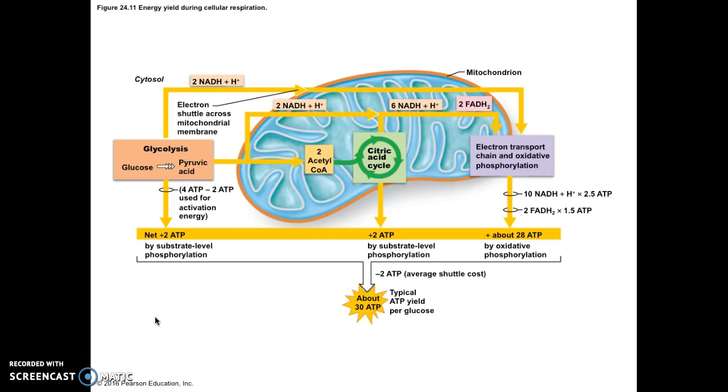Figure 24.11 shows the summary of the energy yield from cellular respiration. During glycolysis, 2 net ATP are made via substrate level phosphorylation. From the Krebs cycle, 2 more ATP are produced. Also, from the electron transport chain, about 28 ATP are made via oxidative phosphorylation. This totals 30 ATP made per glucose molecule.